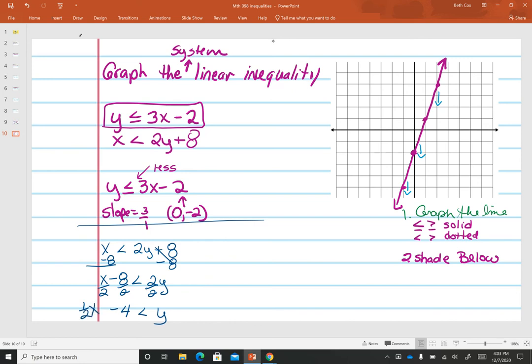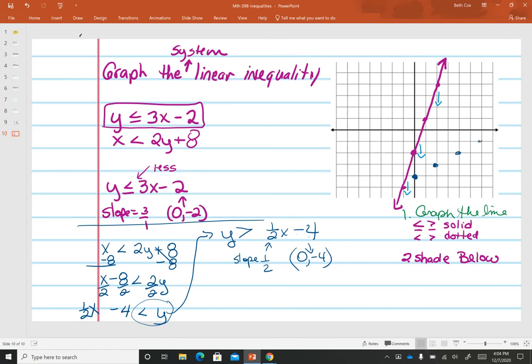Okay, so I have this. Let's get it so that the alligator's going to eat the y. There we go. So now we have y is greater than 1/2 x minus 4. So 0, -4 is my start. My slope is 1/2, so that's rise 1, run 2.